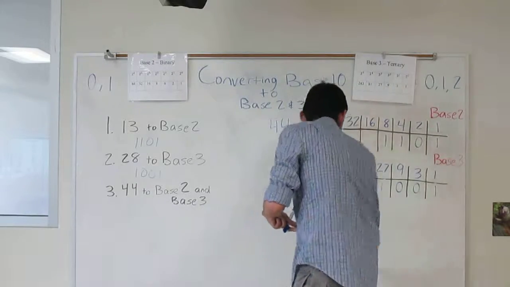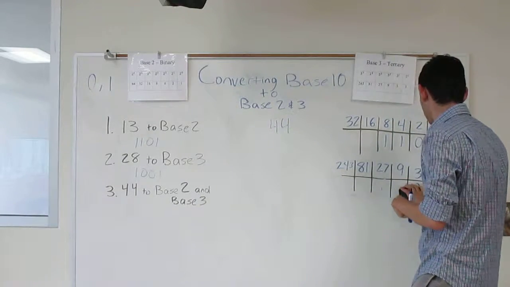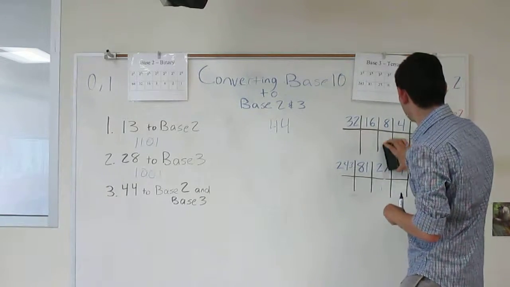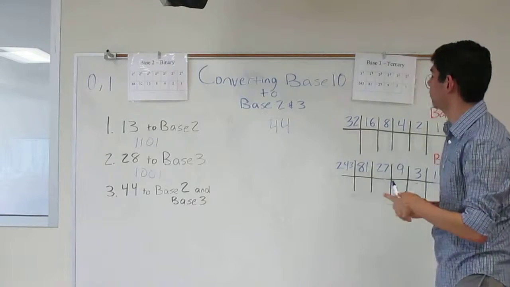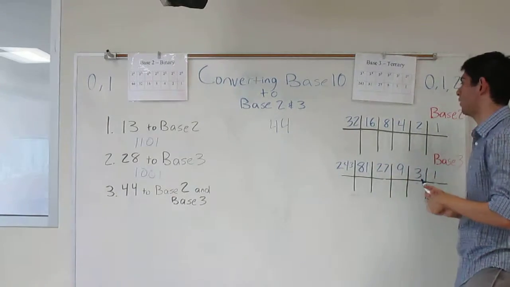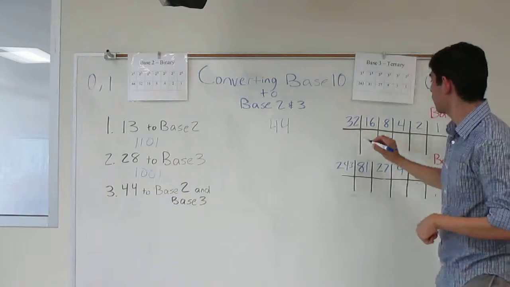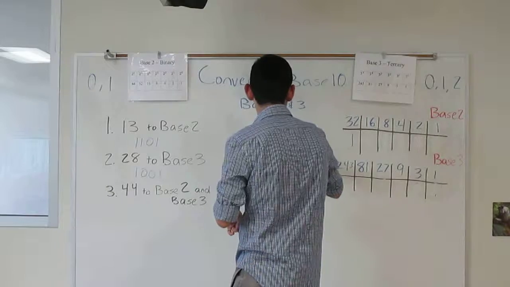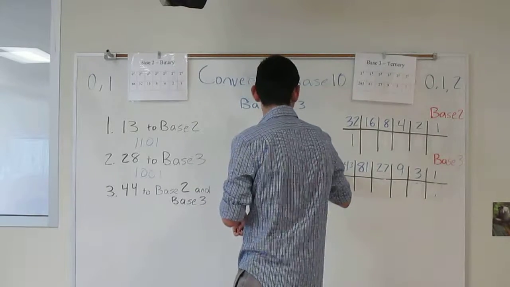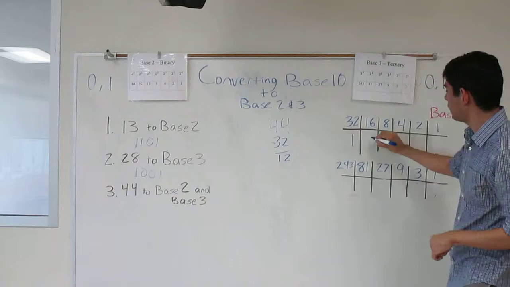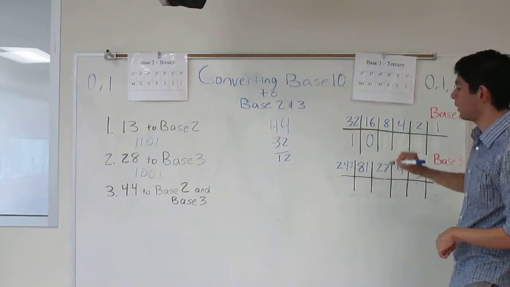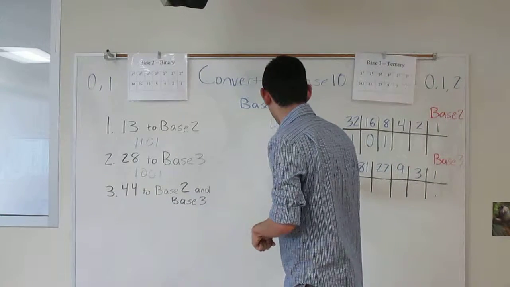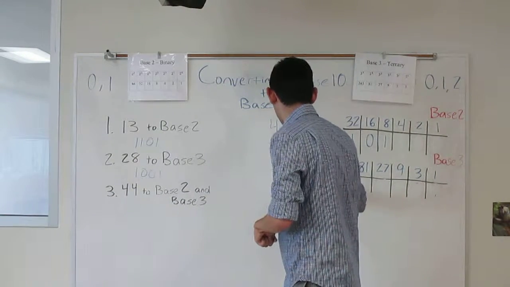We have our number 44. Let me quickly erase this so we can use our table. So again, in every problem, always remember step 1 is to write your place value table. Now this time 32 does fit into 44. So we just subtract it. That gives us a remainder of 12. 16 is too great for 12, so we'll place a 0. But 8 is not, and it fits into it one time. We'll come over and we'll just subtract it. That gives us a remainder of 4.